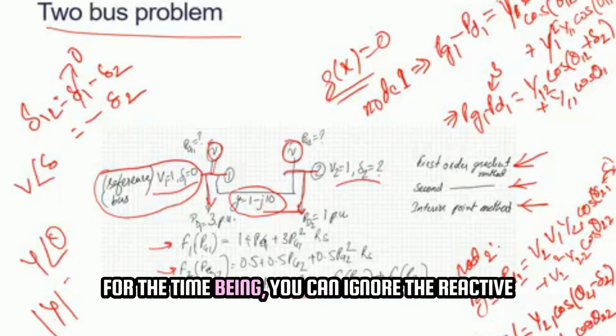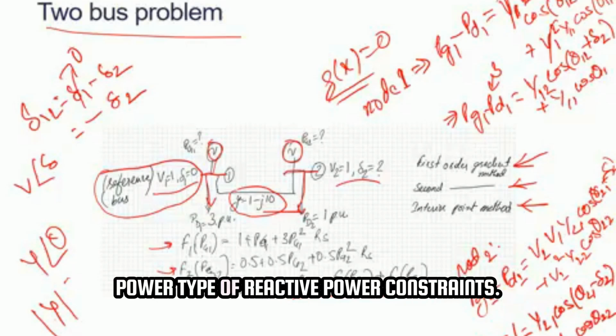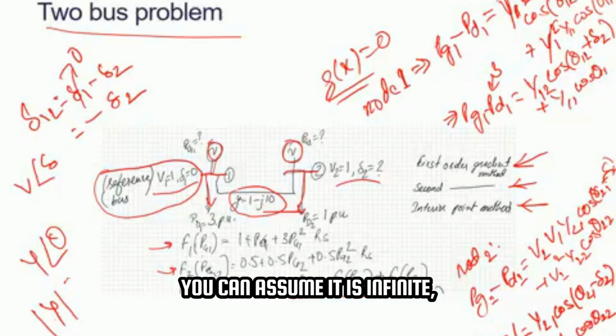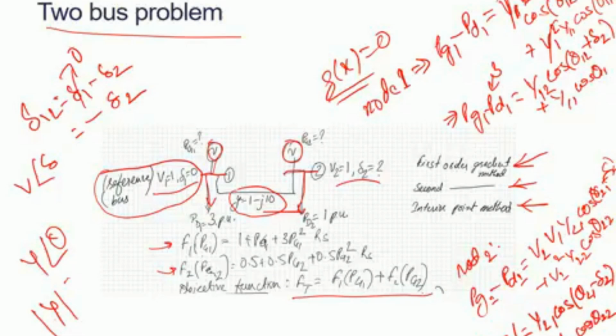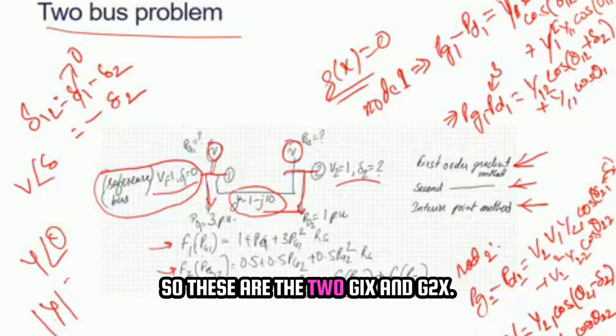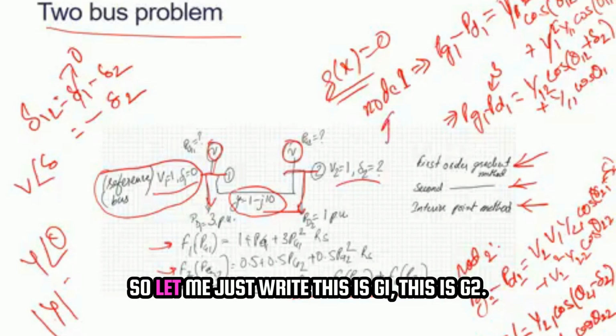Right, for the time being, you can ignore the reactive power constraints. You can assume infinite reactive power is there, so you can easily ignore that. So right, these are the two, G1x and G2x. So let me just write, this is G1, this is G2.